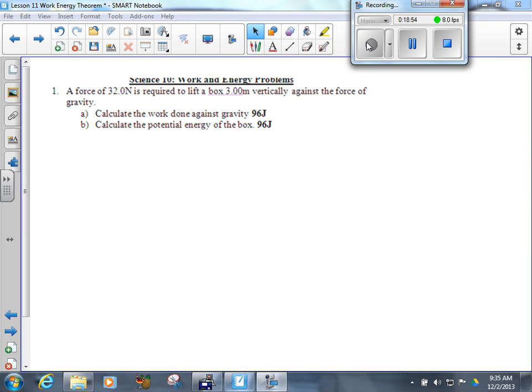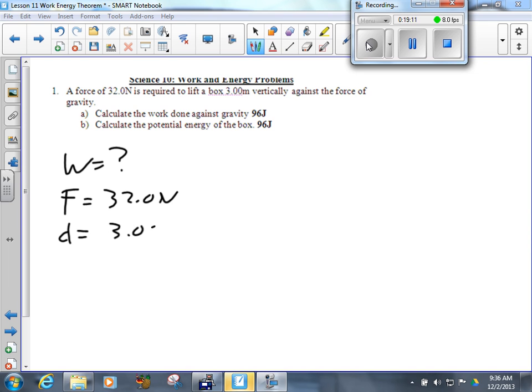All right, so the big thing there is when we write down our givens, okay, calculate the amount of work done. So work is what I'm looking for. Force was 32.0 newtons, and I'm given something in meters here. Well, that can be a distance or a height. But I'm going to make it a distance. All right, force times distance is 96 joules. Now, when you do work, you change energy, agreed? All right, and so in that question, did you actually have to do any calculating for B?